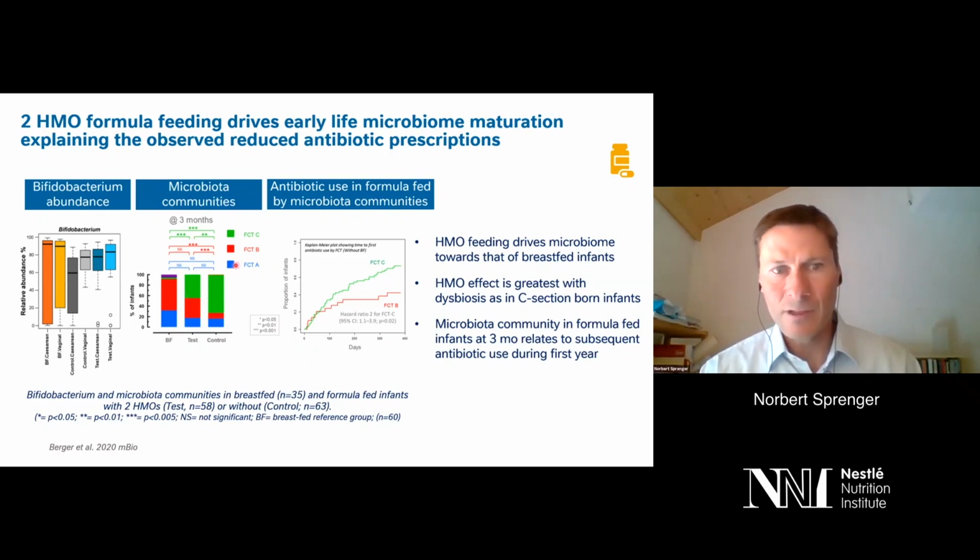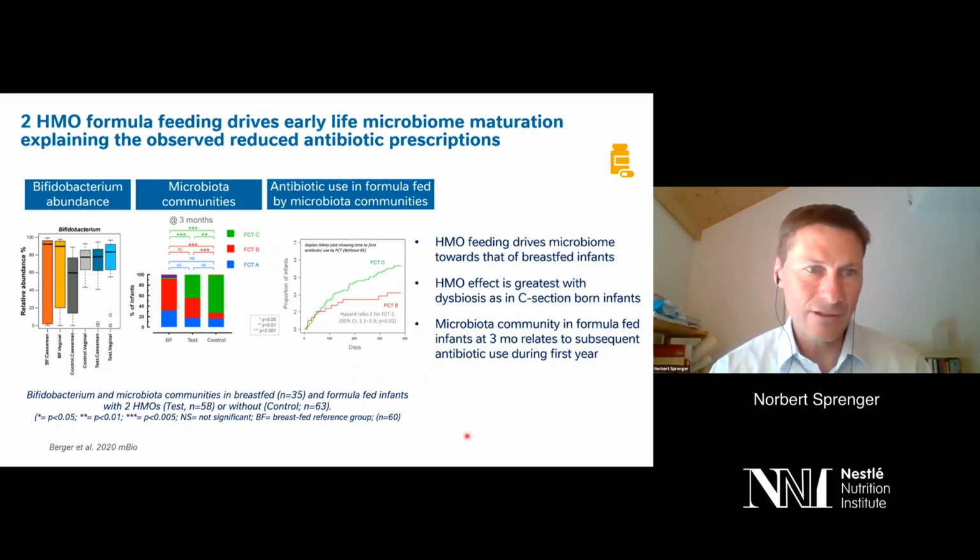Now, when we look at just the formula-fed groups and try to see whether we can identify any link to respiratory infection or antibiotic use through the community types, we observed only an association that was significant on antibiotic use. And you can see that we have a protection from antibiotic use when the infant has this highly dominated community type, the red group, with the highest bifidobacteria dominance. This was measured at 3 months of age, but we see the effect actually after that. So this was very interesting and the first indication that indeed we have a link between microbiota and the outcome measures that we had seen.